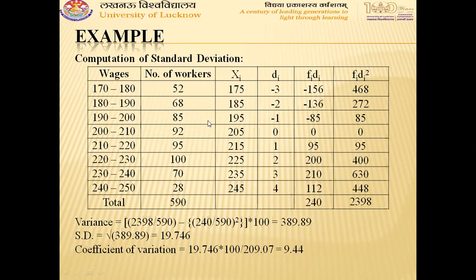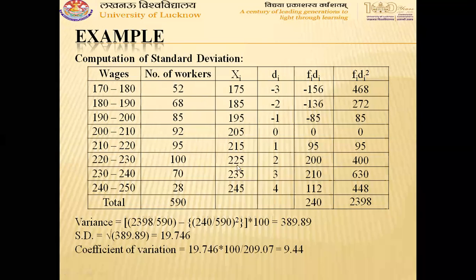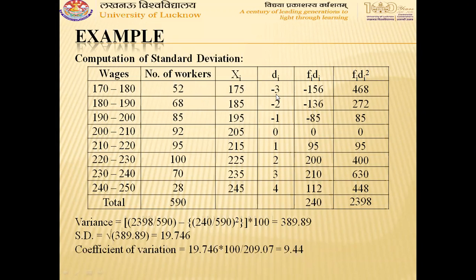Its square and multiplication with fi will become much easier. That is, 52 into minus 3, which will give minus 156, and so on. And putting into the formula, we will get the standard deviation as 19.764.